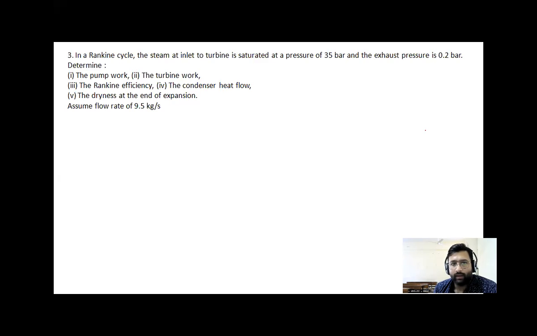So in a Rankine cycle, the steam at the inlet of turbine is saturated at pressure of 35 bar. Exhaust pressure, that is condenser pressure, is 0.2 bar. Determine pump work, turbine work, Rankine efficiency, condenser heat flow, dryness at the end of expansion, assume flow rate of 9.5 kilojoule per second. So please give it a try.